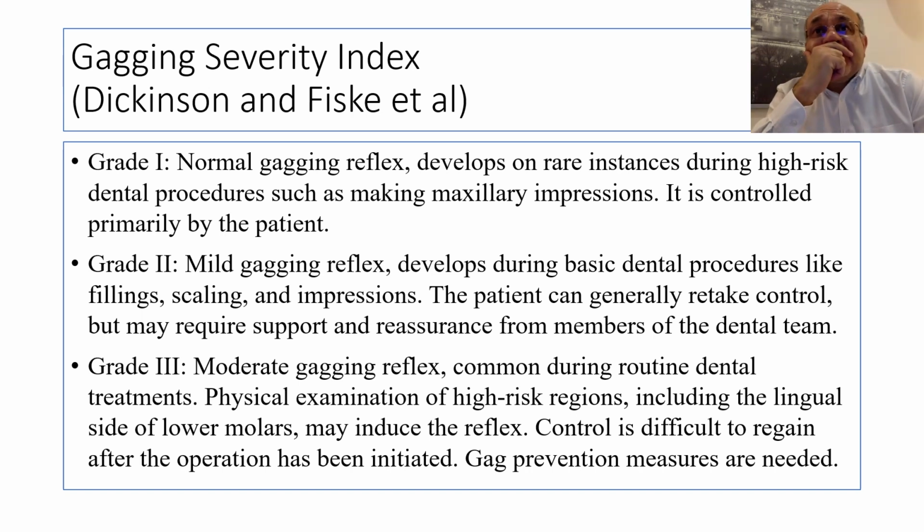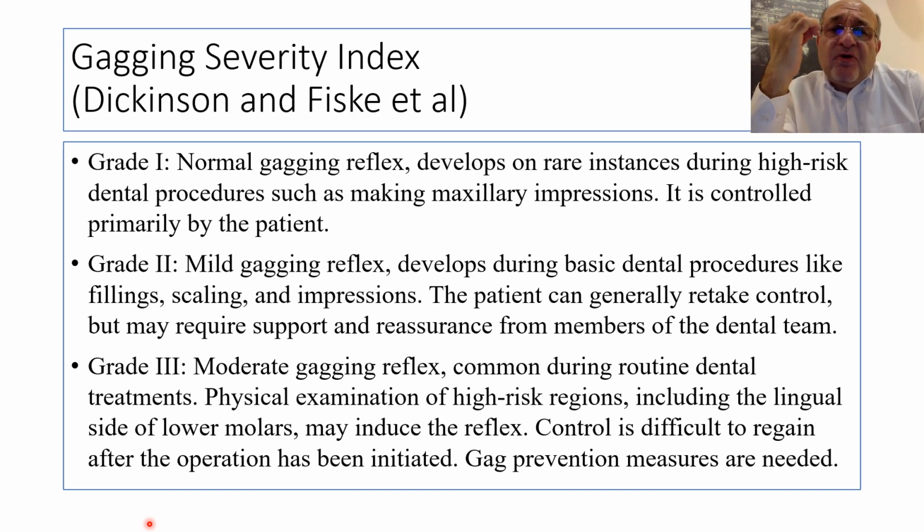Gagging reflex severity has several grades as described by Dickinson and Fisk et al. In this research, the researchers divided the gagging reflex into 5 stages, starting from the simplest, ending with the most advanced. Grade 1 is the normal gagging reflex.